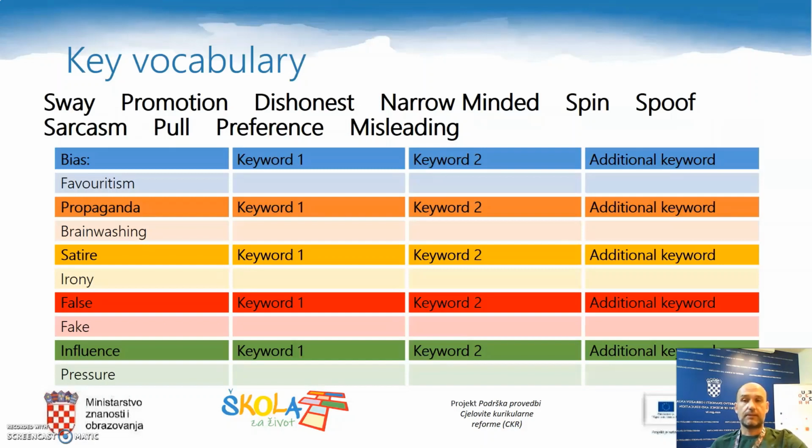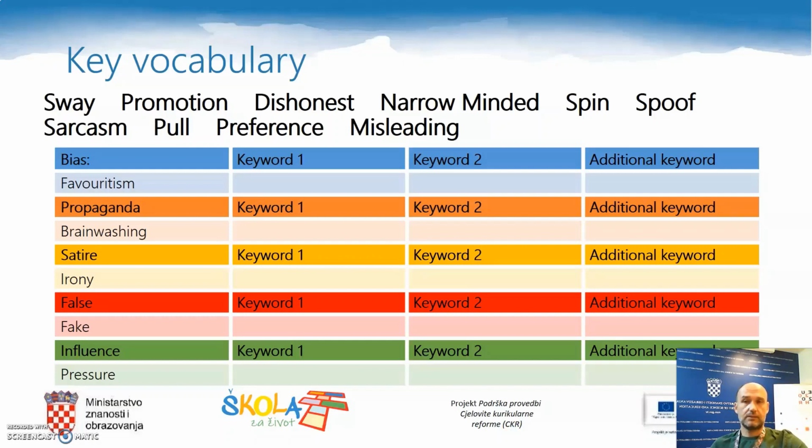So, let's practice some vocabulary. Bias, propaganda, satire, false, influence. So let's look at the synonyms that we can use for these terms. You'll notice that there are 2, 4, 6, 8, 10 words, and that we're missing 5 words. This will be your assignment. So first, let's organize the words we have in the box above, and then your assignment will be to find an additional keyword for each notion.